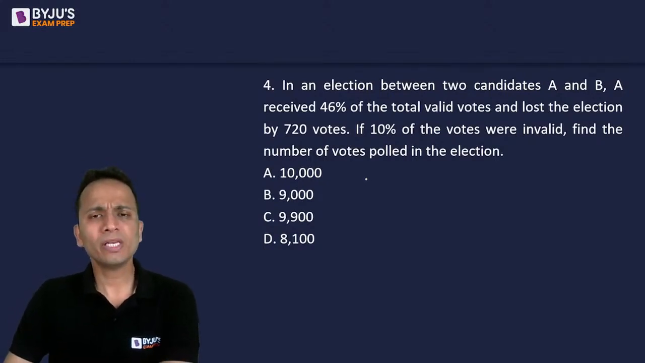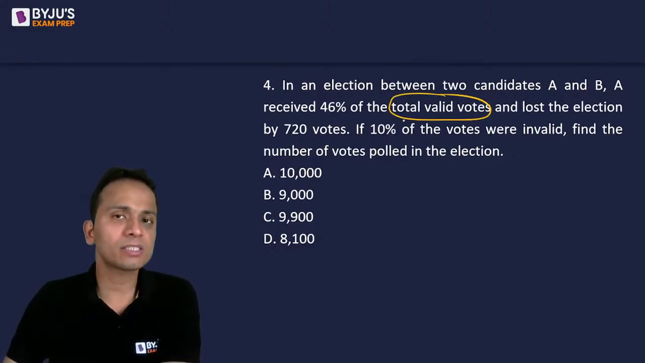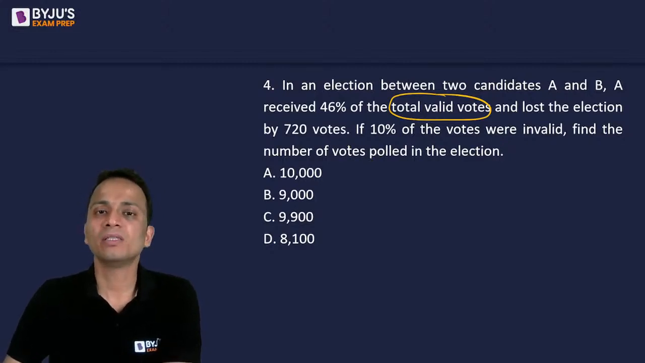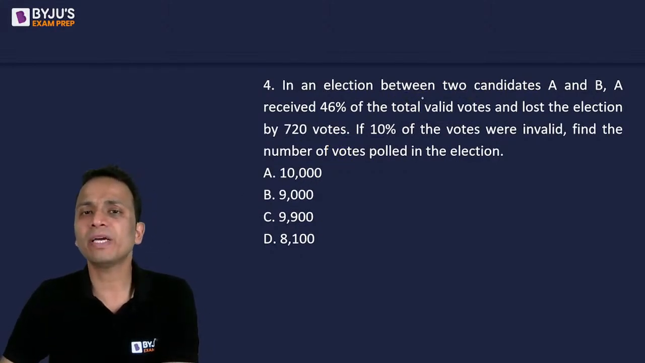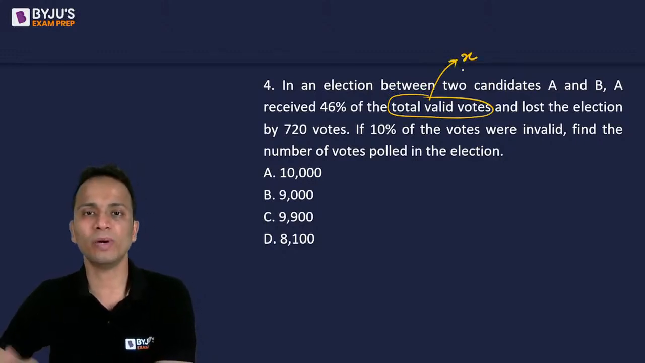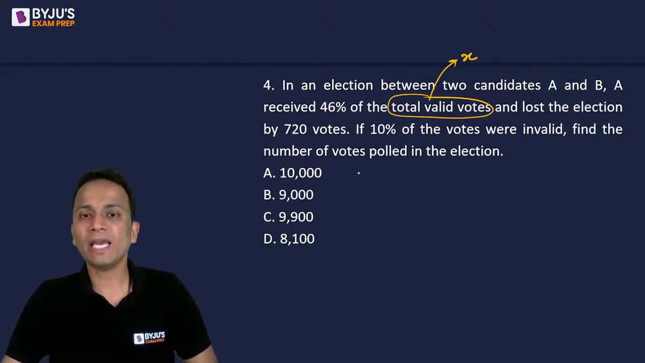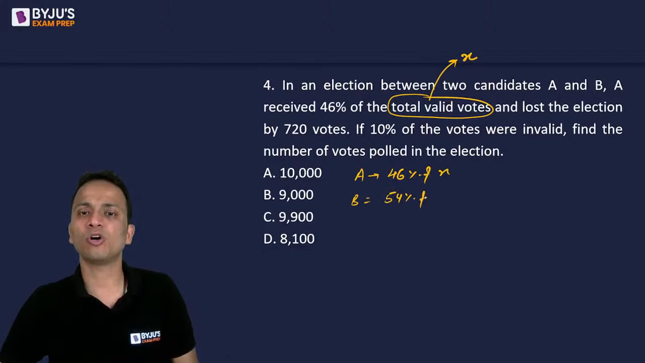All right. Now you can either start this question by assuming the number of total valid votes, or you can start this question by assuming the number of votes which are polled. Okay, you can start in any way, right? So I'll start by assuming total valid votes. So let's say total valid votes is equal to X, right? So A has received 46 percentage of X and B will receive the remaining, that is 54 percentage of X.